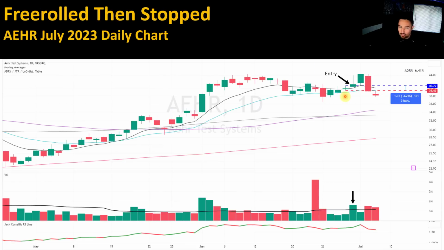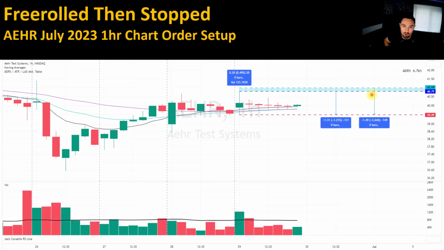Let me show you some U-turn ones. So this is why Freerolled then stopped. I was in all of these, these next 3 examples I'm going to show you. So this is why risk mitigation is really, really important. So here's 3 that I was in. AEHR. So entry here, Freerolled here, and then I get stopped here, break even on trade. So let me run through it and show you.